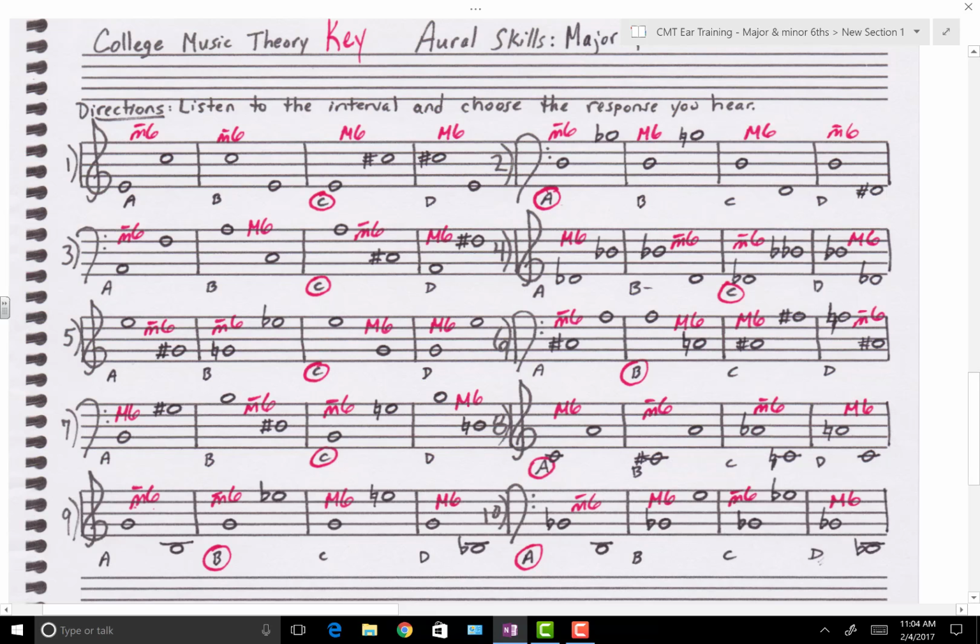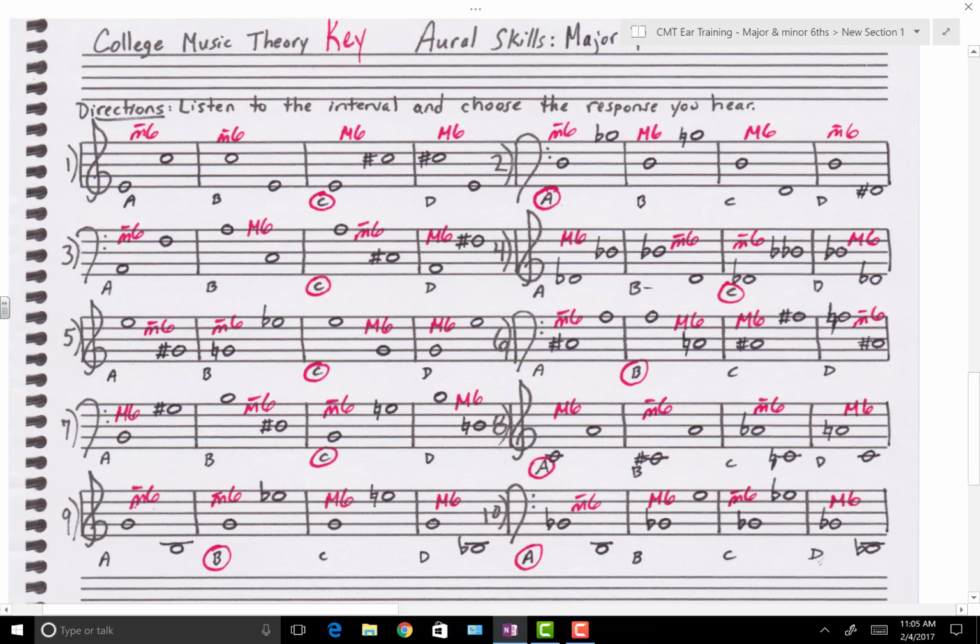And 9D was not the correct response. It was descending. Hopefully didn't put that one. But we did hear a major 6th descending. And that's la down to do.